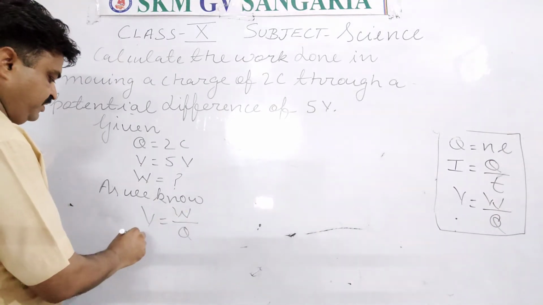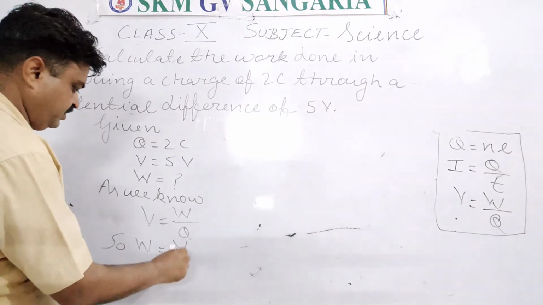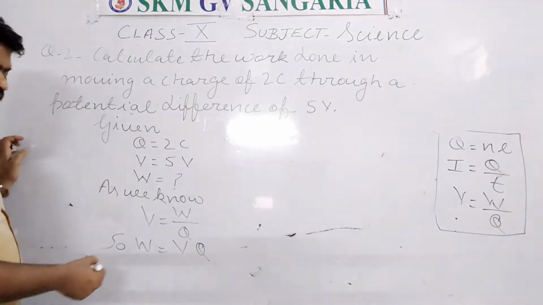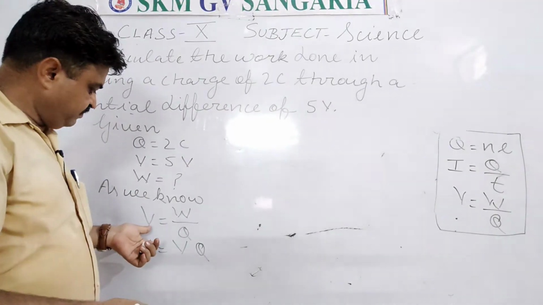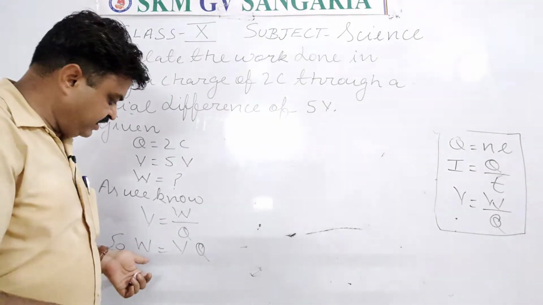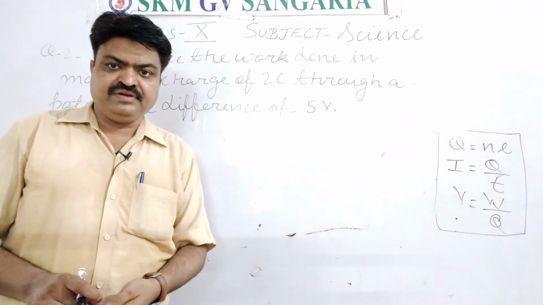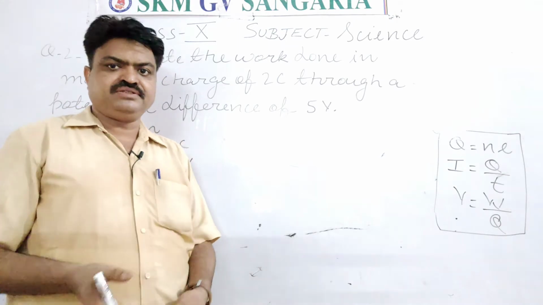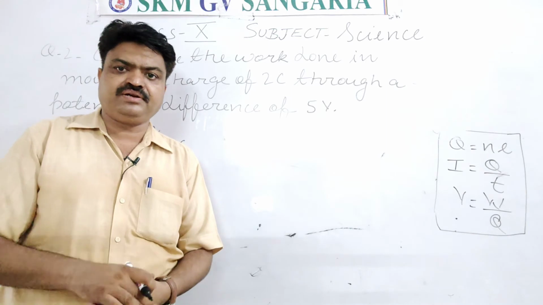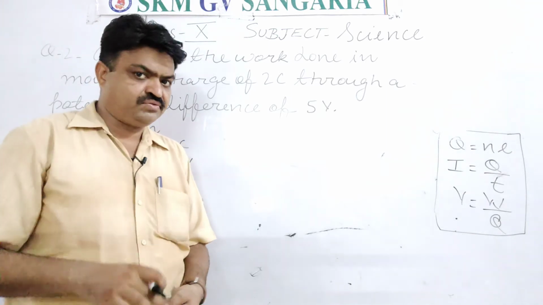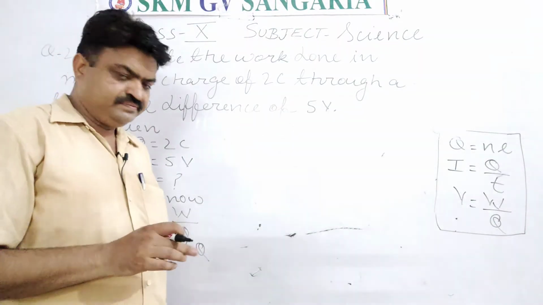So this work will be equal to V into Q. So this formula we will get with the help of this basic formula, student. With the help of the electric potential formula, we will get the work formula here. Work formula or energy formula, we can say it. Because work is always equal to energy, or energy is always equal to work, because energy is the ability to do work, student. So this formula you can also use in the case of energy.